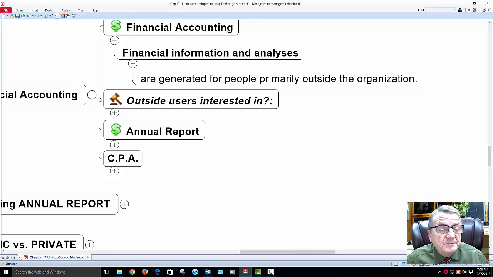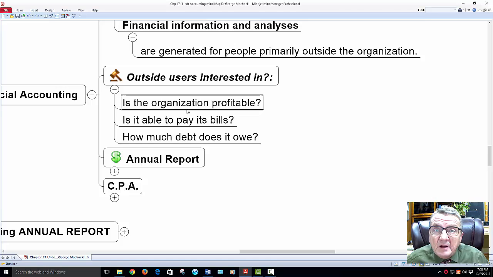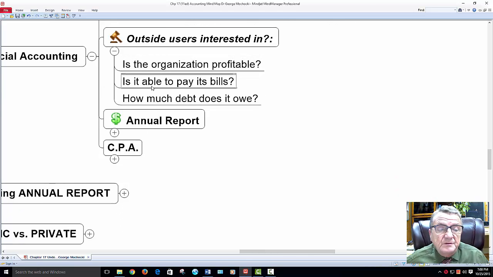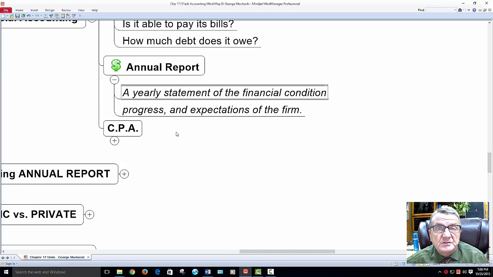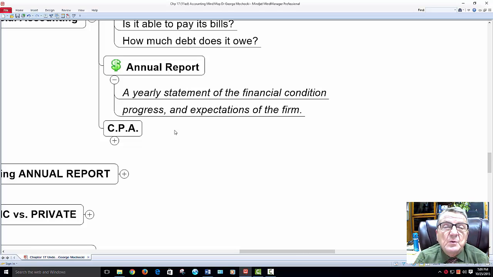Outside users are interested in what? Is the organization profitable? Is it able to pay its bills? How much debt does it owe? The annual report is a yearly statement of financial conditions, progress, and expectations for the firm. So because of new regulations coming in by next year, I can inform my shareholders, hey, we're going to be struggling. It's going to be very tight. Don't expect any dividends for about one or two years until we improve our efficiency and still meet the requirements of the EPA, the environmental protection agency.